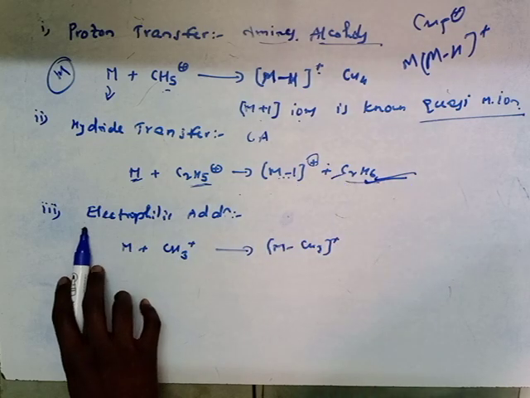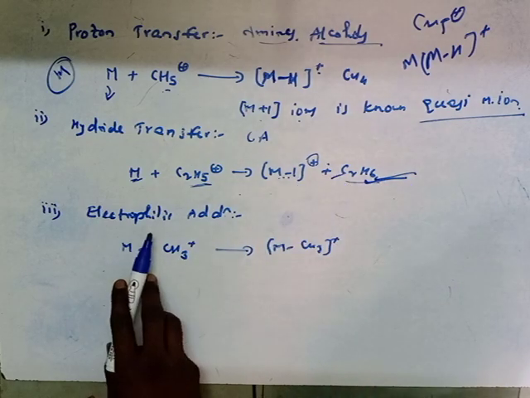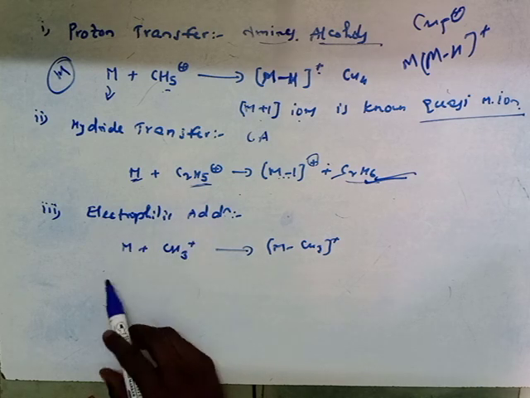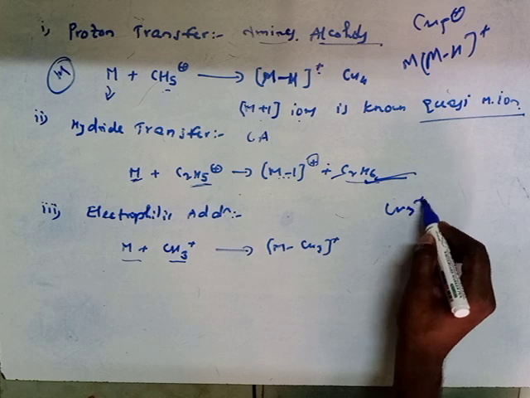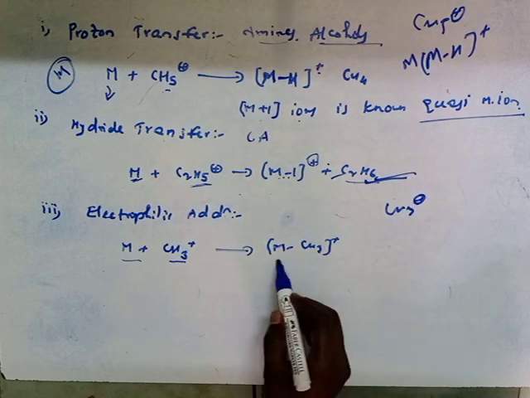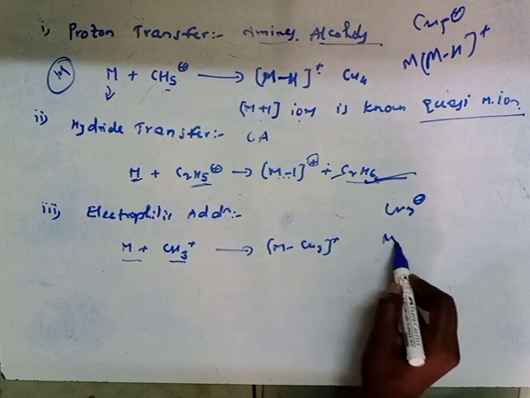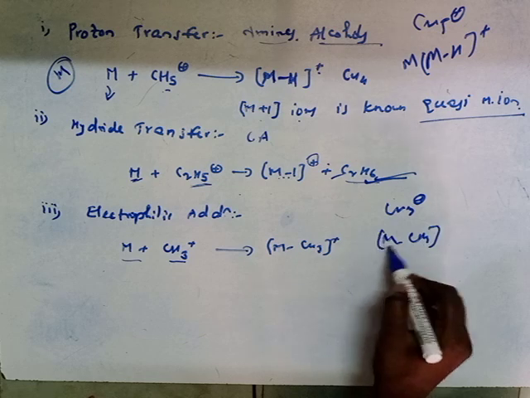And then the third one is electrophilic addition reactions. The sample will react with this CH3 cation, and it will undergo an addition reaction, that is sample plus methyl cation.